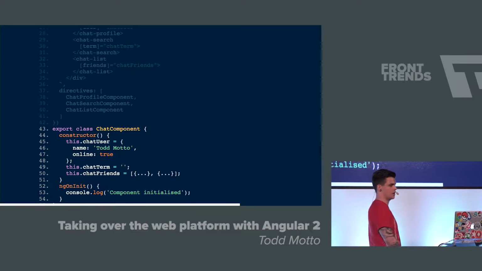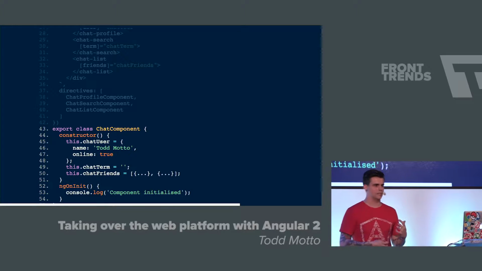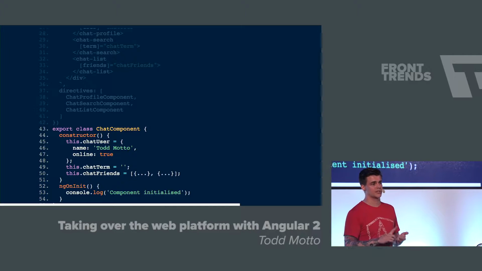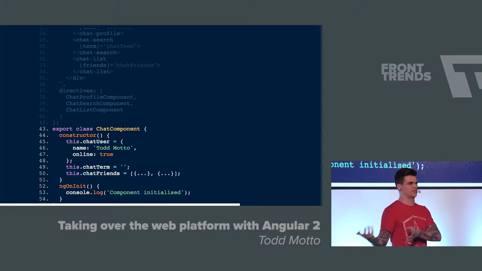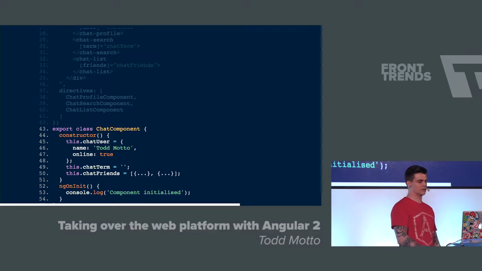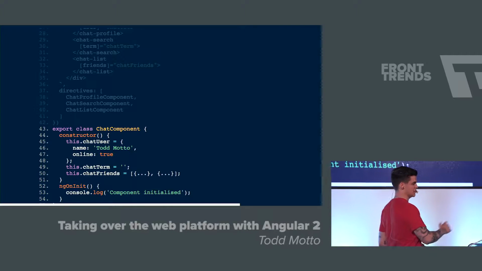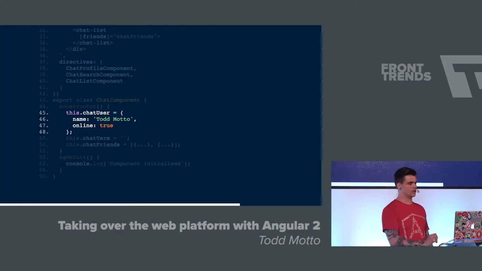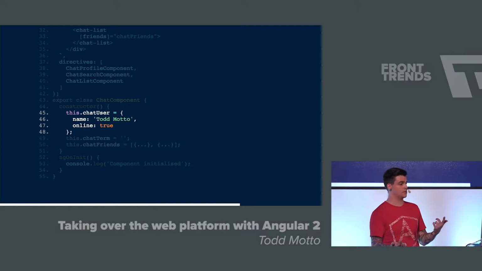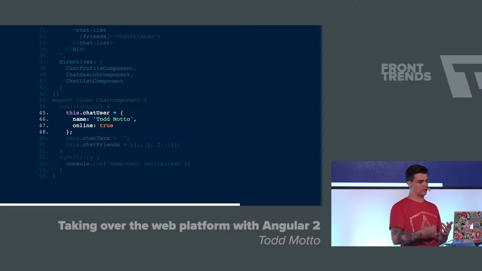So we have a constructor. Now, this doesn't actually come from a back-end API. You can inject something called Http, which is an HTTP module. If you've used Angular 1, that's $http. It's kind of the new version in Angular 2. So I just hard-coded this data. This could be from an API response, which would make it even easier, dynamic. So we've got a couple of properties, chatUser, chatTerm, and chatFriends. We're going to look at chatUser just now. So it's got my name on it. It's just an object. We've got my name, which is a string, and then online is just a Boolean with the value of true.